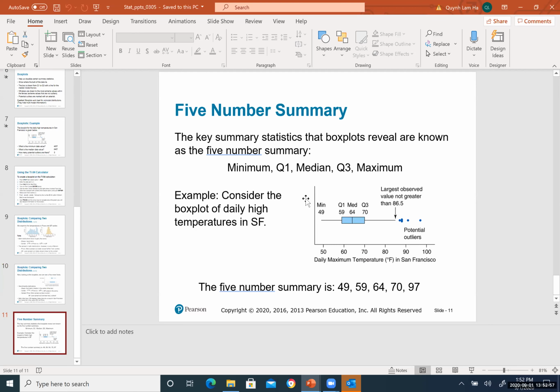For the 5-number summary, like I mentioned, it is the minimum value from the observed data, then Q1, the median, and Q3, which you can compute using StatQuant, and the maximum from the observed data. So everything we collected here is 49, the minimum, 59, Q1, 64, Q2, which is the median, Q3 is 70, and this value is 97 from the observed data. So we call this the 5-number summary.